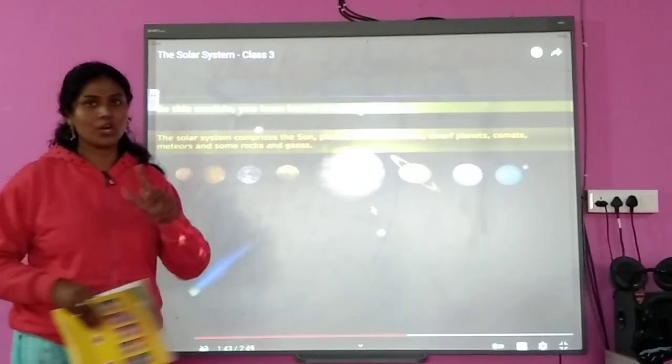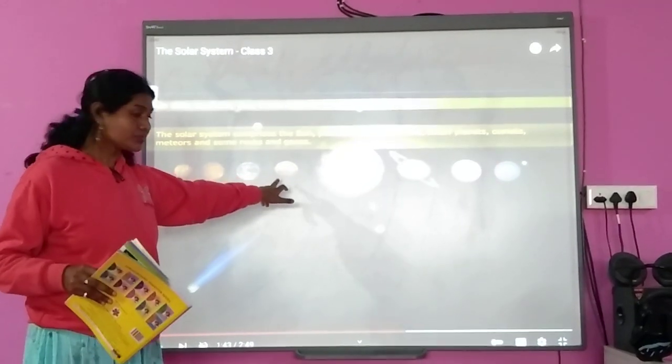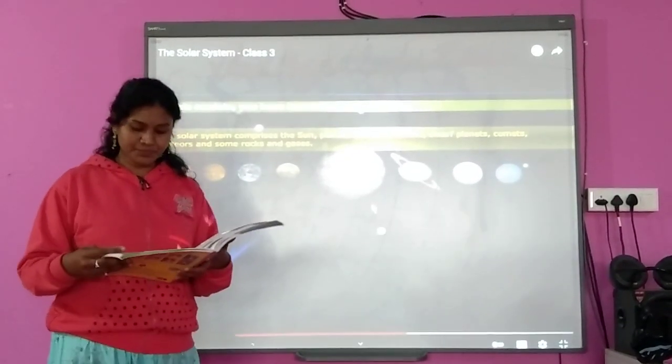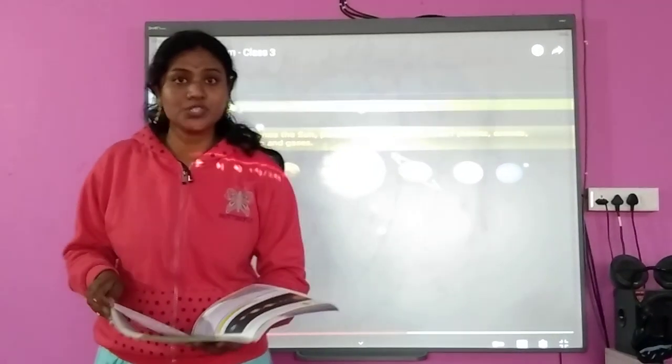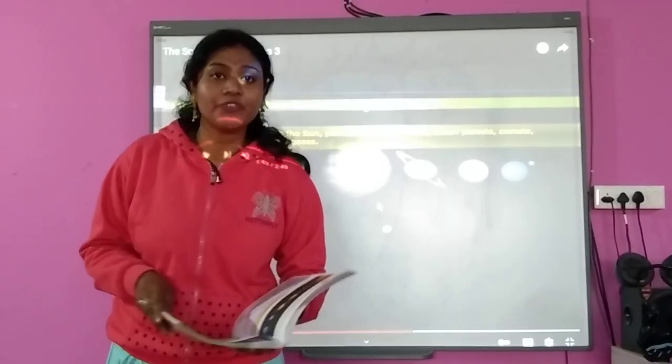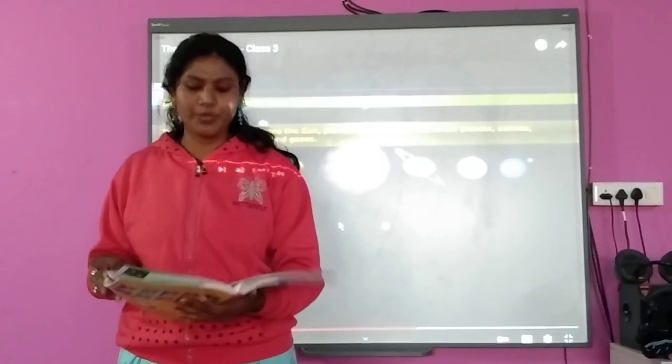Because Mercury and Venus do not have any moons. Our Earth has one moon, and Mars has two moons. So a total of 3 moons are here. But what is the total figure we got? 146. So how could it be?